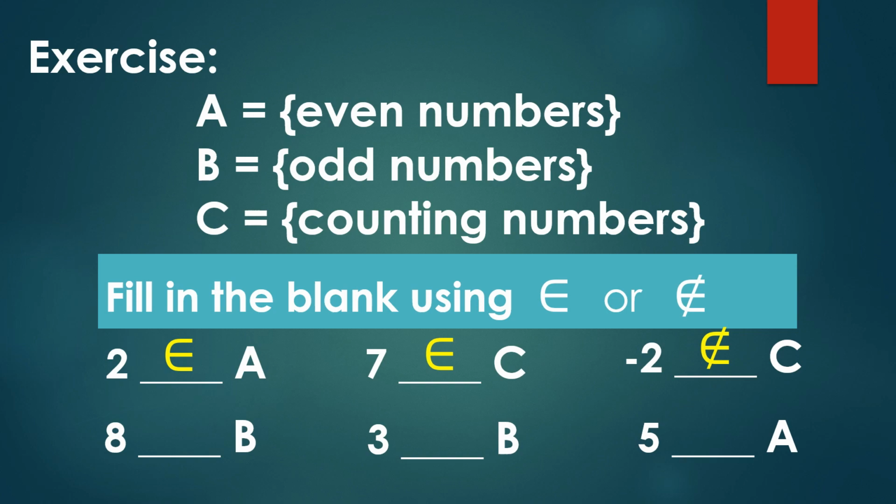8 blank B. If your answer is not element, you are correct. This is because 8 is not an odd number. 3 blank B. If your answer is element, that is correct. 3 is an odd number, which means it is an element of set B. Lastly, 5 blank A. Is 5 an element of set A? No, that's why we will write the symbol for not element. Nice work! Thank you for your participation!